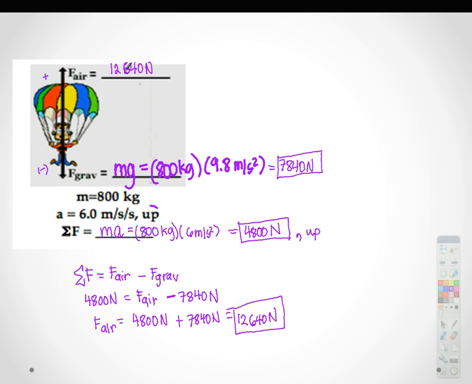Okay, and it makes sense because the force of air should be bigger than the force of gravity, right? This is 12,640, and this is 7,840 newtons. Okay, so that's the second one.